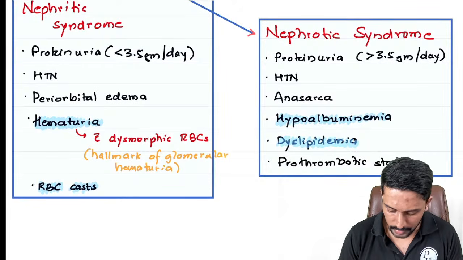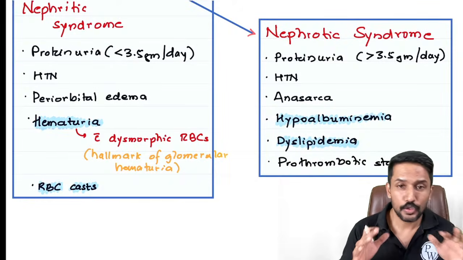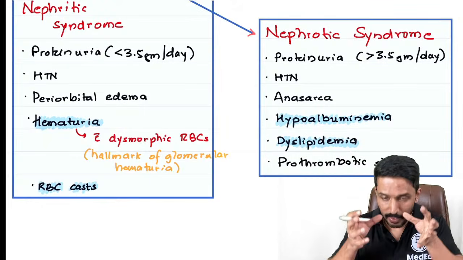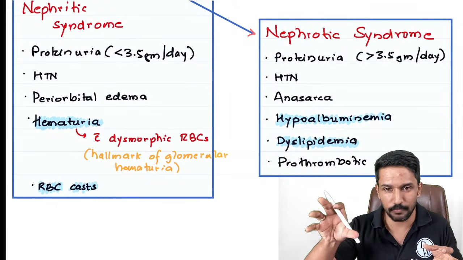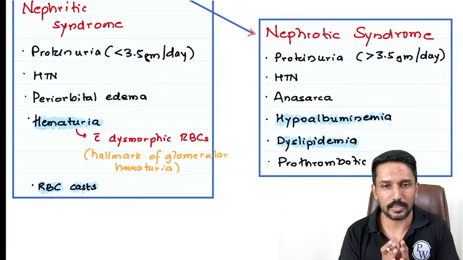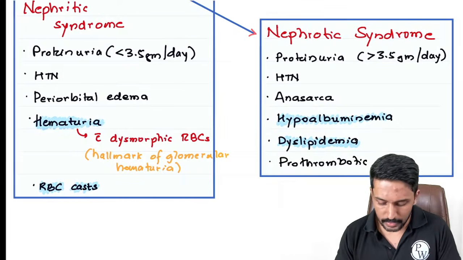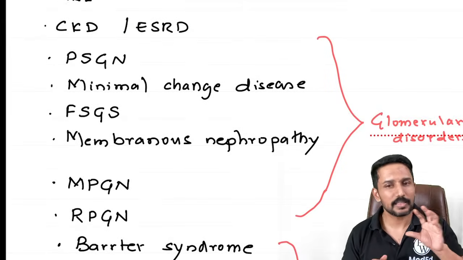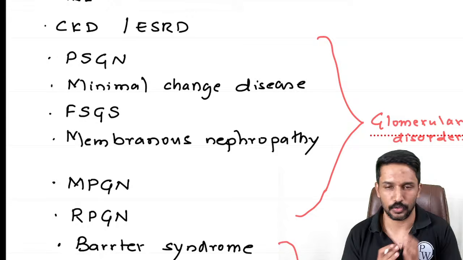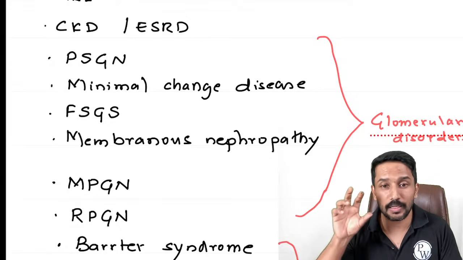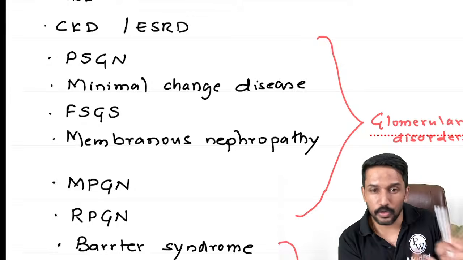Now, some of you may be wondering, sir, why are you talking so much about nephrotic and nephritic syndrome? There's a reason. If you can recognize that this patient has nephrotic and this patient has nephritic syndrome, the rest of the diagnosis becomes easier. How? We made a list of diseases, right? Out of these glomerular disorders that we mentioned, some of them present with nephritic syndrome, some of them present with nephrotic syndrome. So by the time I recognize the pattern, I already have ruled out the other causes.